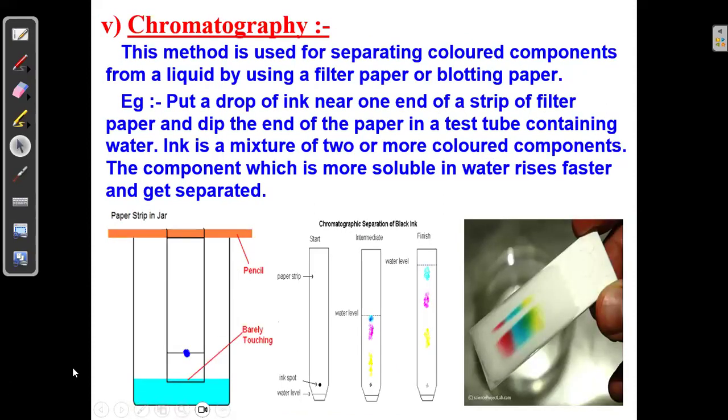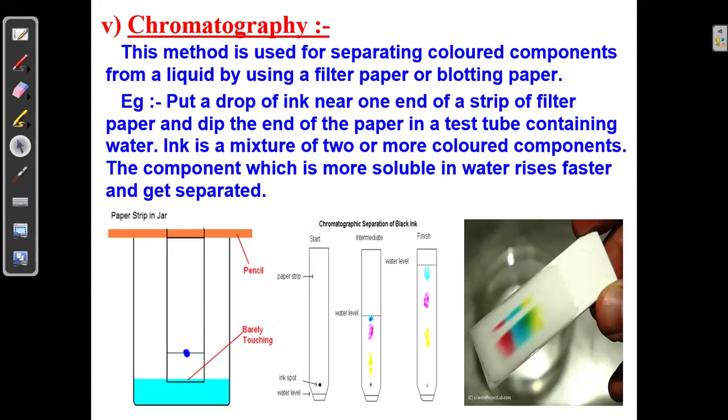So this method, I think some of you are expecting this method to be done again. What was the name of this process? Chromatography. Yes, this process is called chromatography. Chroma means color and graphy means graph. So obtaining the colors of graph is called chromatography. This specific method that we are doing is called paper chromatography.